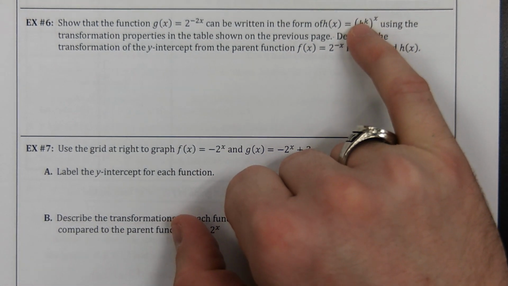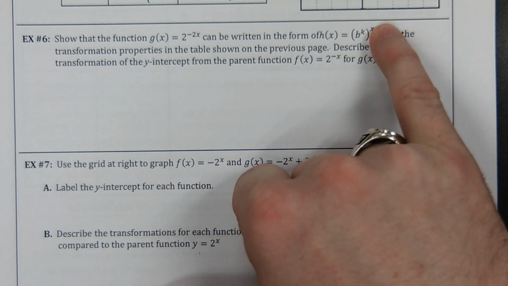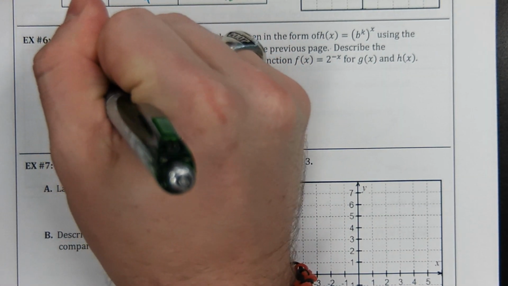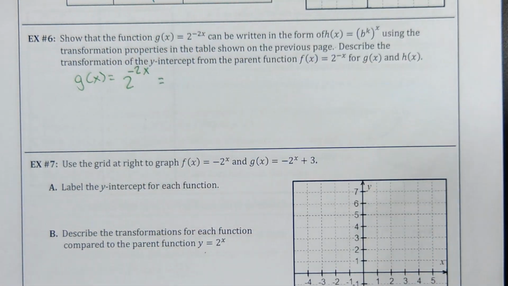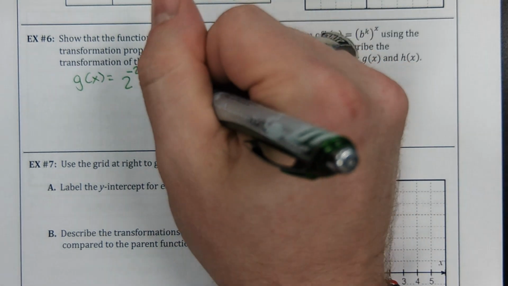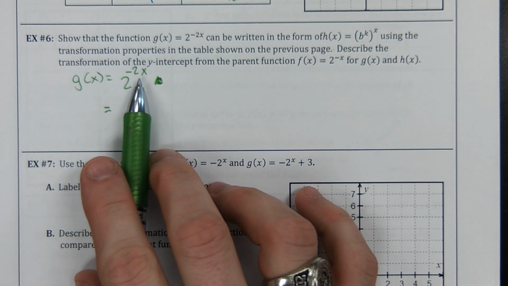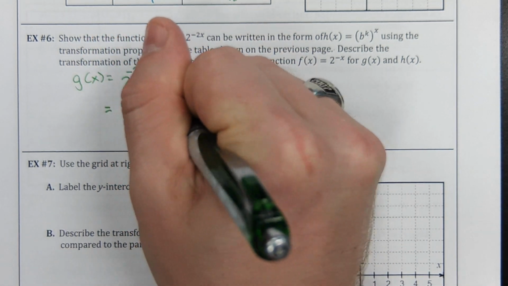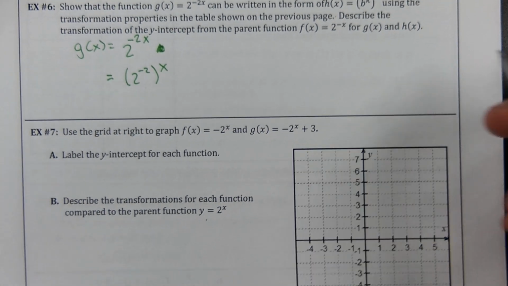This time we're being asked to show that this 2 to the -2x can be written like this, where we have some number to the x power. Okay, let's do that. Power to a power, right? Multiplication in the exponents is a result of raising a power to a power. So I could actually say it like this. But 2 to the -2, that's 1/4.